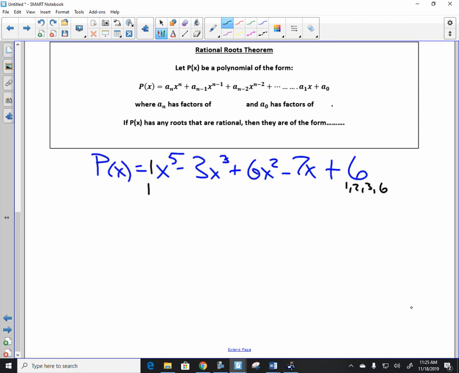Rational root theorem says, suppose that you have a polynomial of this form. Now, don't be scared when you see this form. What happens to the exponent every time? Yeah, it's going down by 1. So it's a descending form, and it's got these coefficients out front. The only coefficient to focus on is that one, and then the constant at the end. So if a sub n has factors of, we'll call it q, and a sub 0 has factors of what we call p, if the polynomial has any roots that are rational, they are of the form plus or minus p divided by q.